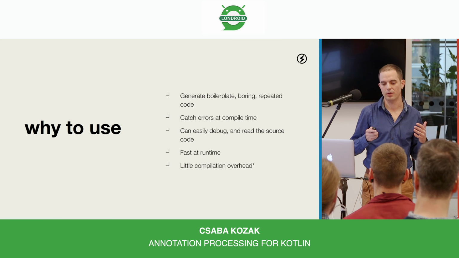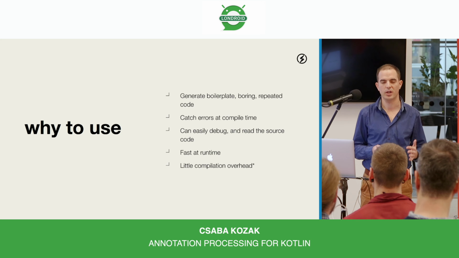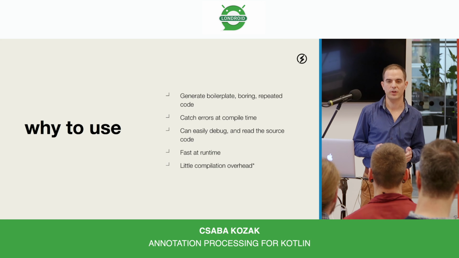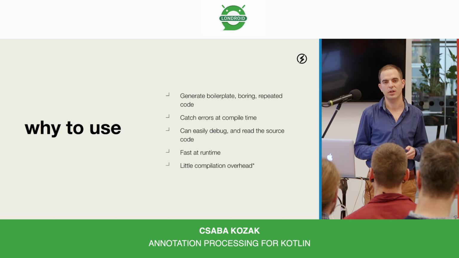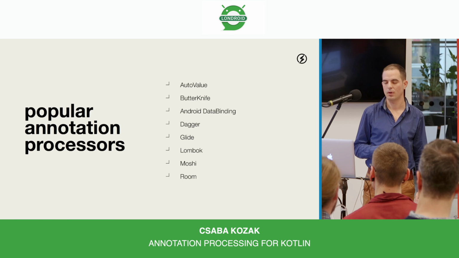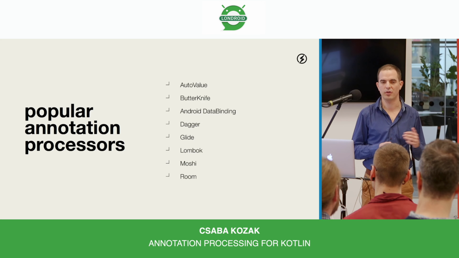Annotation processing is kind of fast because it's generating source code. It can be as fast as you could write by hand, and it can have little compilation overhead. However, you can see that it can change, especially with Kotlin. Annotation processing can have several use cases.